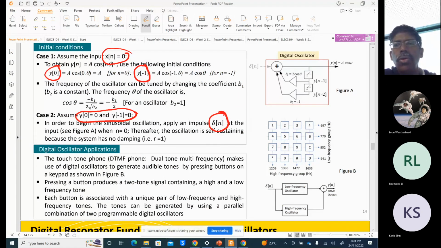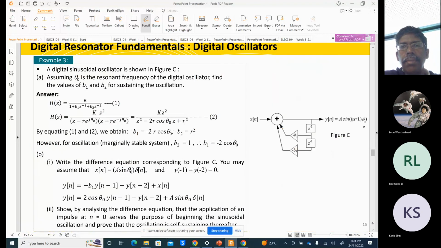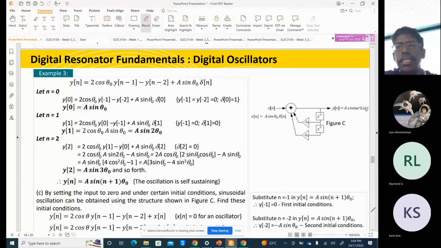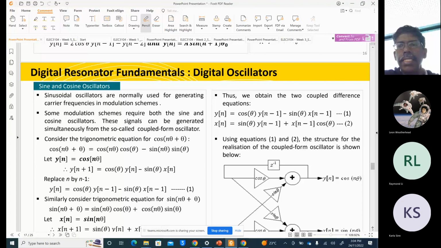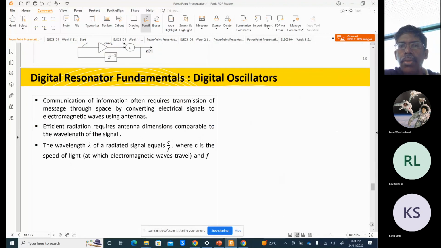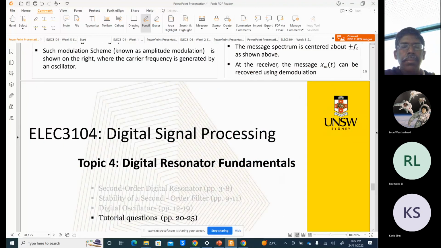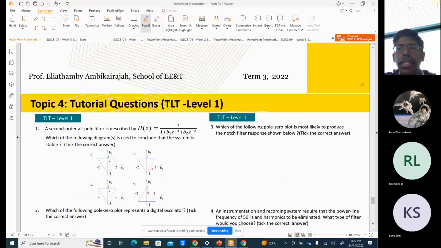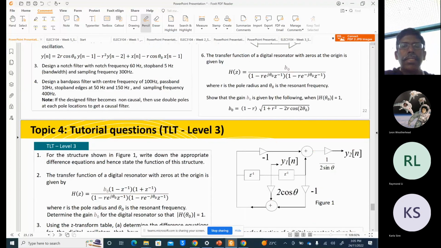You should also know the single sine oscillator and the simultaneous oscillator. This is the simultaneous oscillator. It operates and gives cos and sine simultaneously. Okay, so I hope this will give you a brief crash course on the DSP.